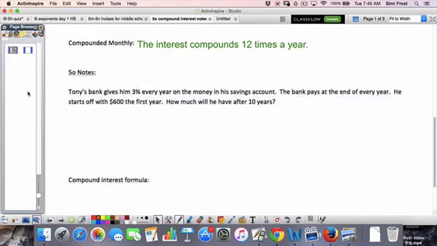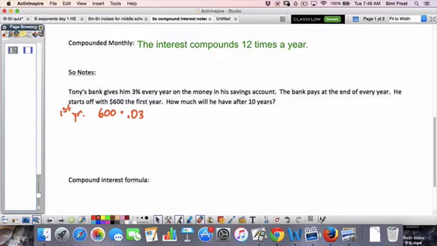So let's start off. We have our first year. Tony has $600. And we know that he's going to make 3%. So you could just say, I'm going to multiply this by 3%, which would be the decimal 0.03. Sorry, not 0.003, 0.03, and you would find out the percentage that he makes is $18, and then you would have to add it on.